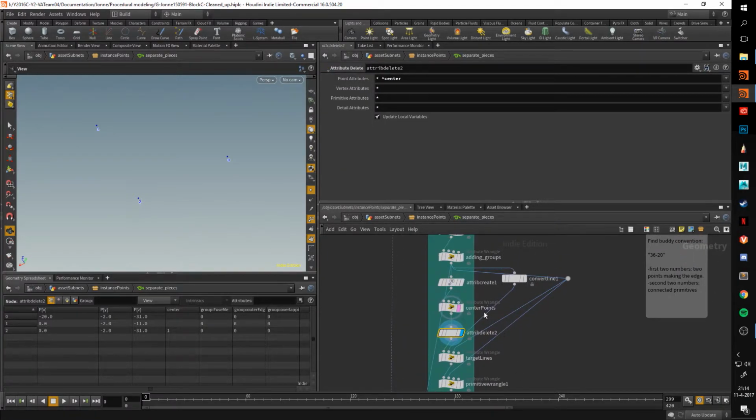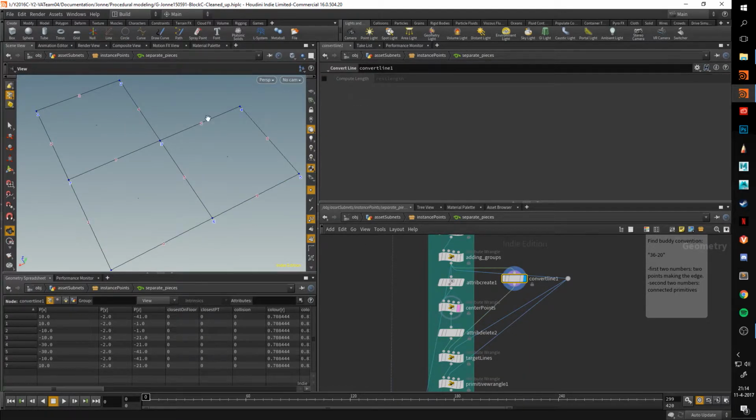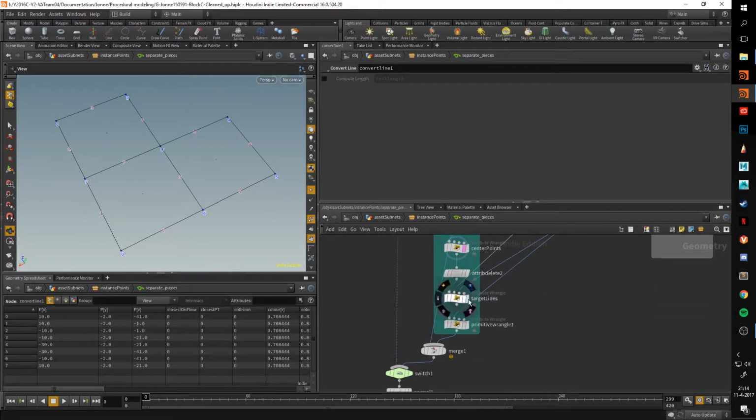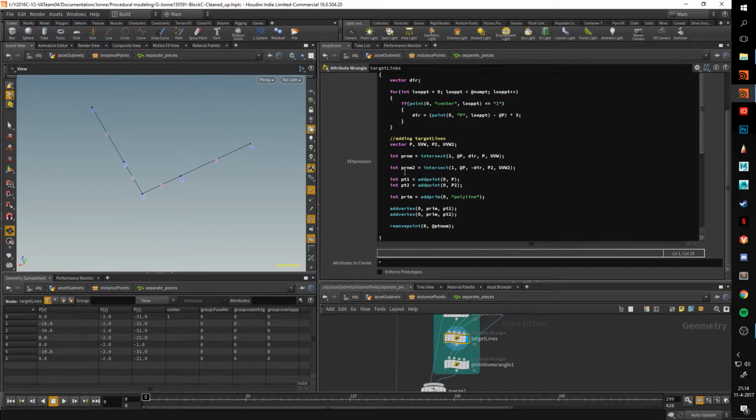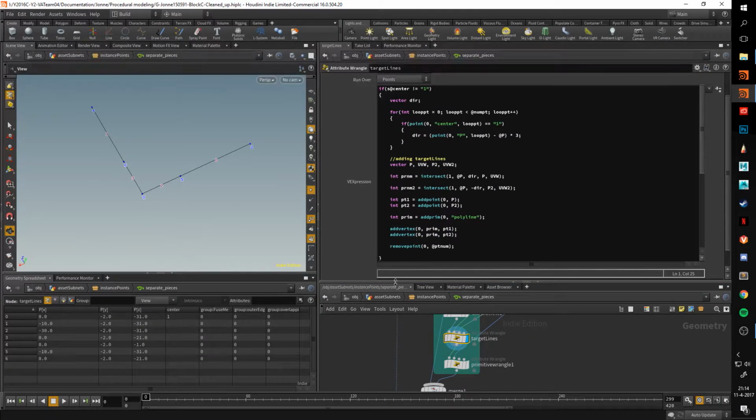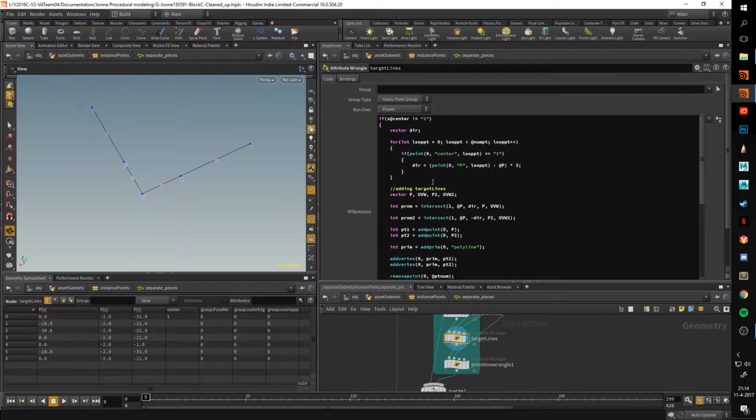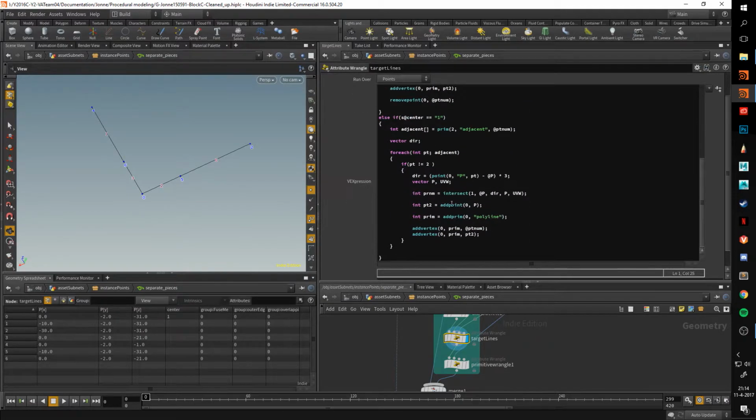Meanwhile, I'll also do some other things to this geometry. I first convert it to line. What that basically means is all the geometry gets turned into line segments instead of a full primitive. And here I make target lines. So what this means is, if I think somewhere in here, yes, here we go.